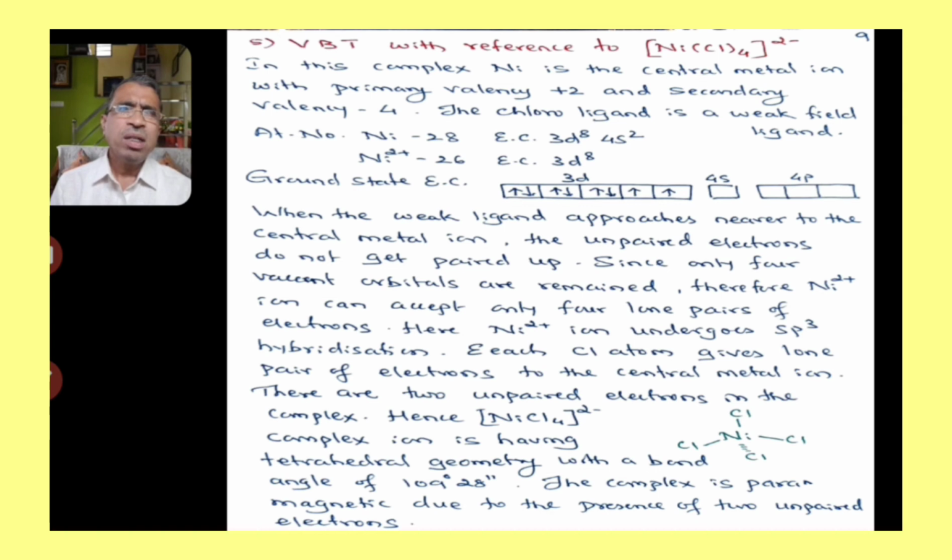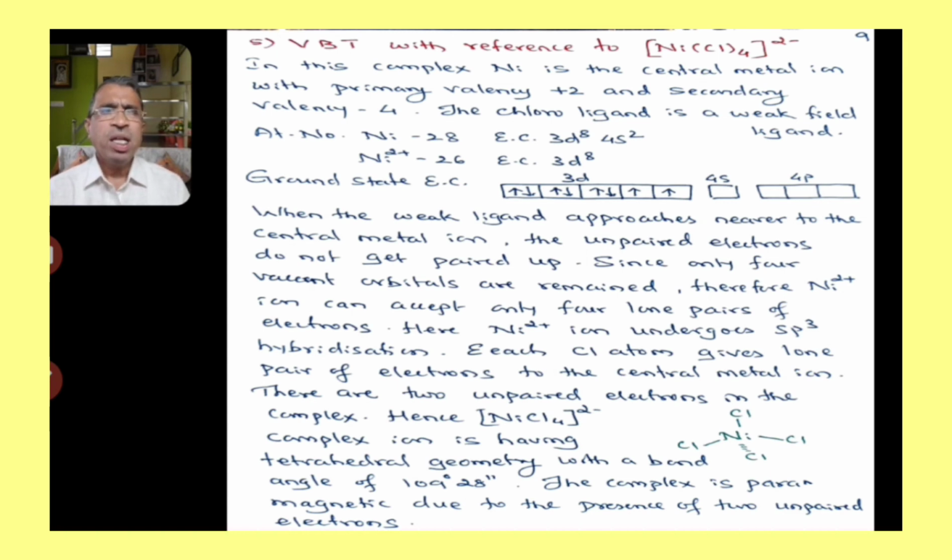Coming to another compound known as the tetrachloronickelate(II) ion. In this complex, nickel is the central metal ion with primary valency +2 and secondary valency 4. The chloro ligand is a weak field ligand. Atomic number of nickel is 28. Its electronic configuration is 3d8 4s2. Nickel in the +2 state has electronic configuration 3d8. The ground state electronic configuration of nickel shows that it contains 2 unpaired electrons.